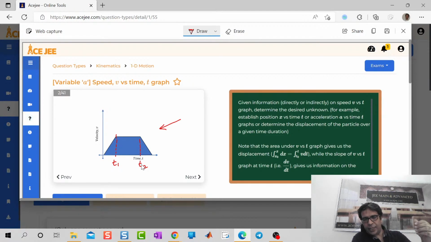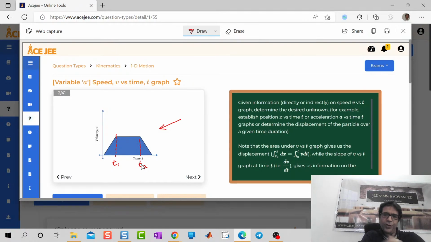The acceleration is constant between the time period 0 to t1. Then acceleration is 0 between t1 and t2. And then it is decelerating at a constant rate. So again, a constant acceleration scenario, just that the acceleration is negative over that duration. Correct, Namita? Yes?